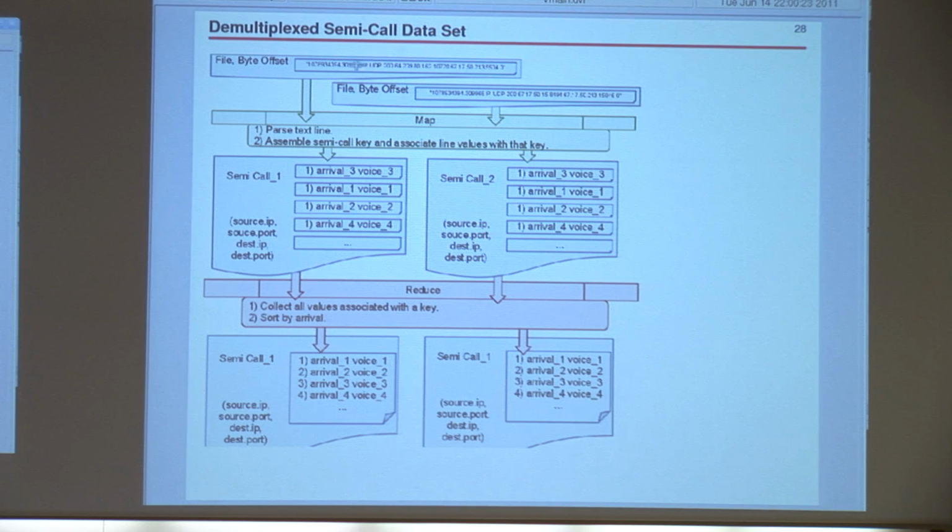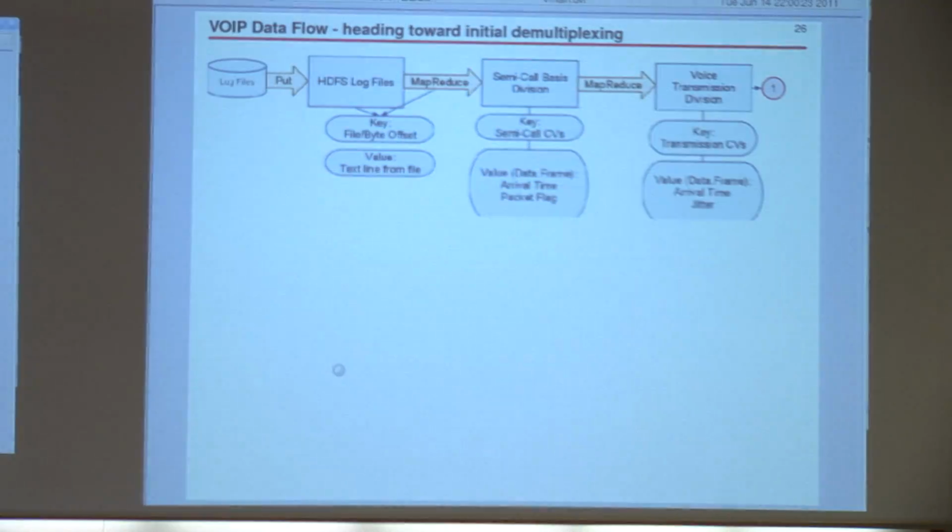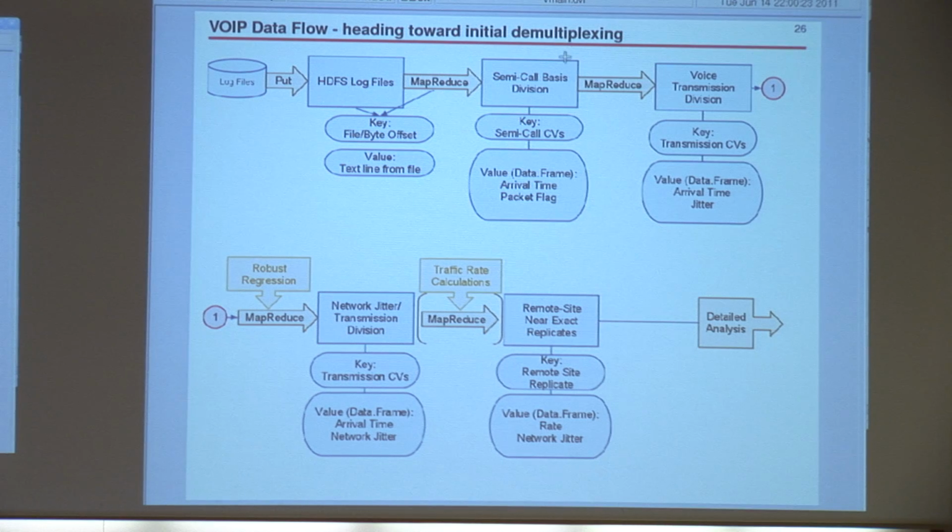All I was describing here was the lines that come in from the files. You parse the text line in the map. You assemble the semicall key and associated line values with that key. Between the map and the reduce, the values for every line are separate. In the reduce, we collect them up, and we take all these separate values and make them into a data frame. So that gets us here in my little chart. We've gone from the log files, we've done a MapReduce, and now we're in the semicall basis division.